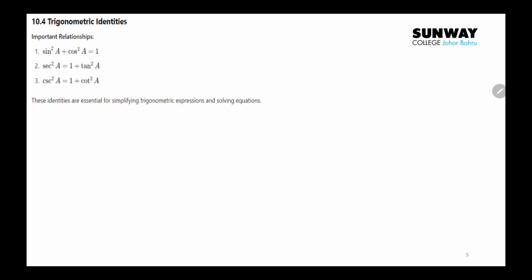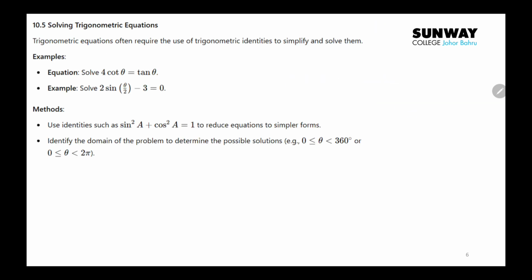Here are some of the trigonometric identities. Literally everything is derived from sine square plus cosine square equals to 1. So in these questions, we are going to share with you how solving trigonometric equations can be done.